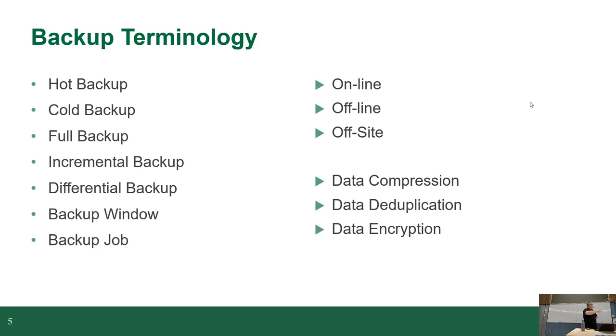In a minute, I'll be talking about how these work. The backup window is when you can do a backup, like a window of time. And the backup job is what actually does the backup. There's online, offline, and offsite. An online backup is a backup that's live all the time. An offline backup is a backup that is available to restore from, but is not live. And offsite means it's somewhere else.